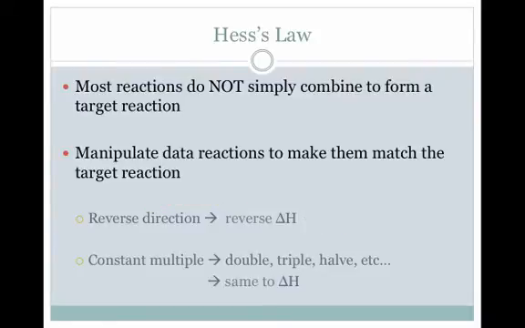We can also manipulate our reactions by multiplying the entire reaction by a constant multiple. For example, we could take all the chemicals in a reaction and double them, all the chemicals in a reaction and triple them, or all the chemicals in a reaction and halve them. The philosophy here being, if our target reaction has multiple of a certain chemical and our data reaction only has one, we can double or triple to get those numbers to match. Just like before, the key thing to keep in mind is whatever we do to the actual reaction, we do the same thing to the delta H. So for example, if we double our reaction, we double delta H.